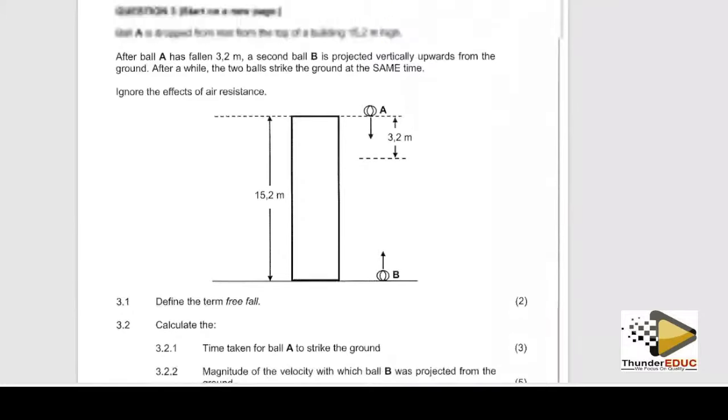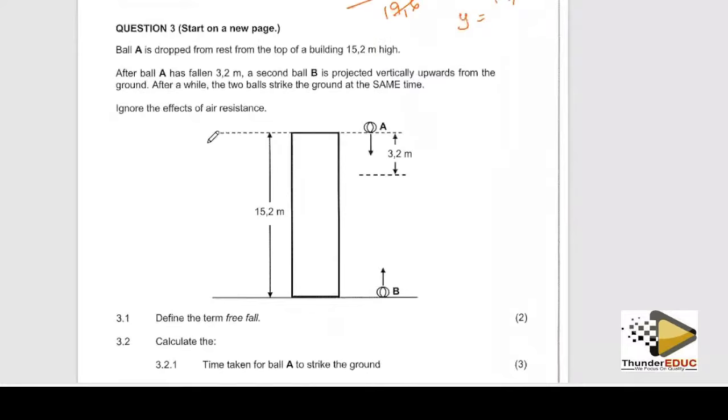Number three. We have a ball A that is dropped from rest. Okay, the keyword there, rest, and the height is 15.2 meters high. Then after ball A has fallen just a small distance of 3.2 meters, a second ball is projected upwards from the ground. And then after a while, the two balls strike the ground at the same time.